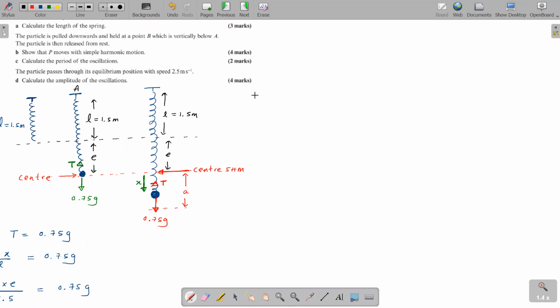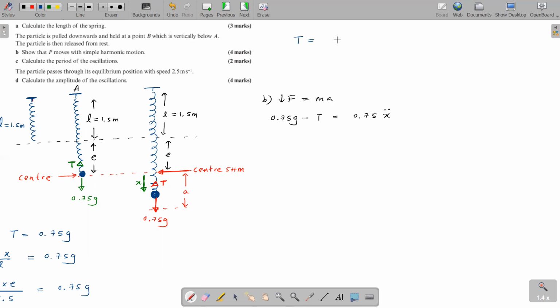So what's the rule that we use here? I have told you, you must use F equal ma. Away from the center is positive, because towards the center it's negative. So in this case, away from the center, I'm using the downward direction as positive. Are you with me? So what are the forces? 0.75 G minus tension equals mass, 0.75, into X double dot. Do you agree?